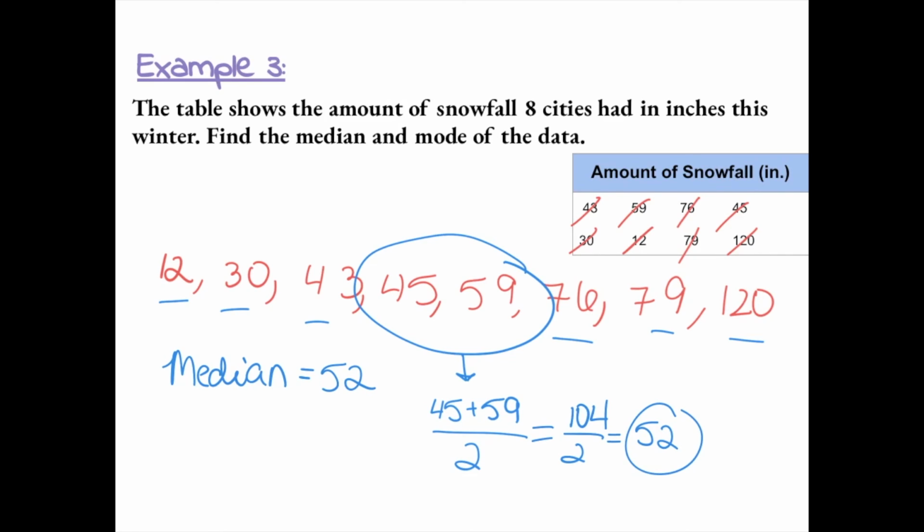In this problem, there is no number that appears more times than the other, so the mode for this example is none.